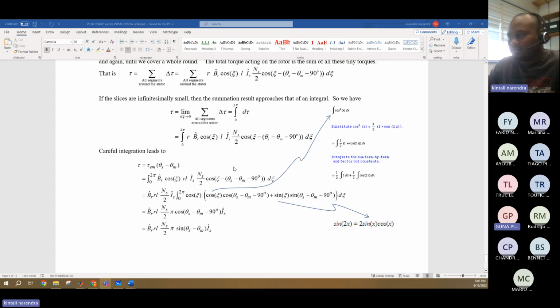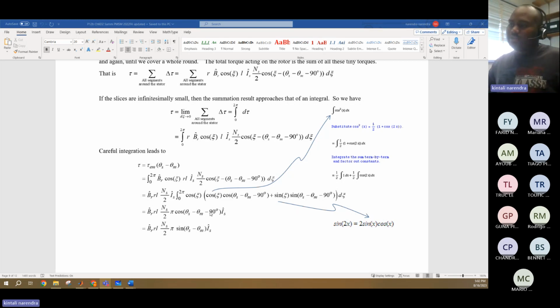Here is this simple derivation, just a trigonometric equation, so I'm not going through it. You have it in the notes, which has been uploaded. The final answer is BR L NS by 2 pi, by sine of theta S minus theta M, into IS or IP. Anything is fine.